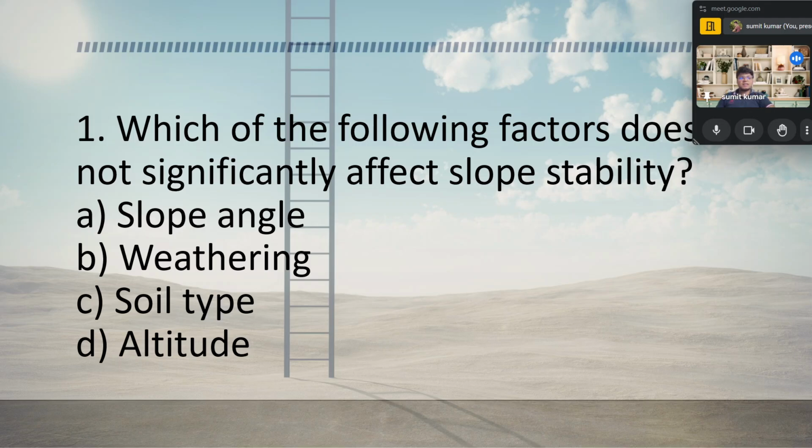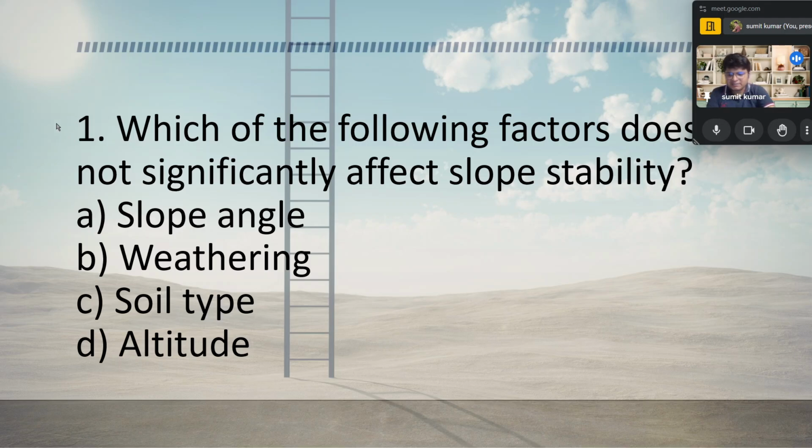The slope angle is an important factor which affects it, because if we calculate the factor of safety for an infinite slope, in a dry condition, the factor of safety is tan phi by tan beta, where phi is the angle of internal friction which depends on the soil type, and beta is the angle of the slope made with the horizontal. So the slope angle and soil type get eliminated.